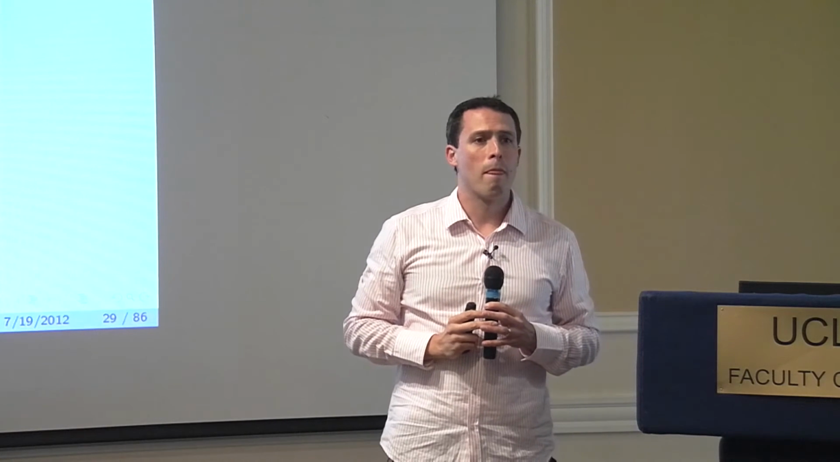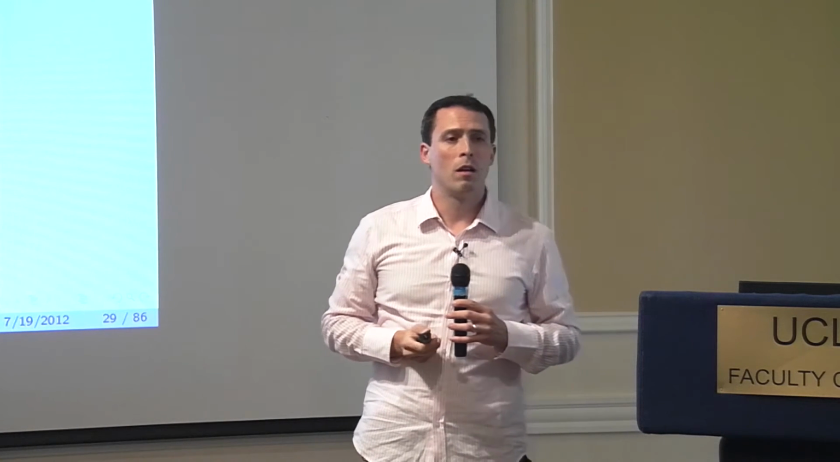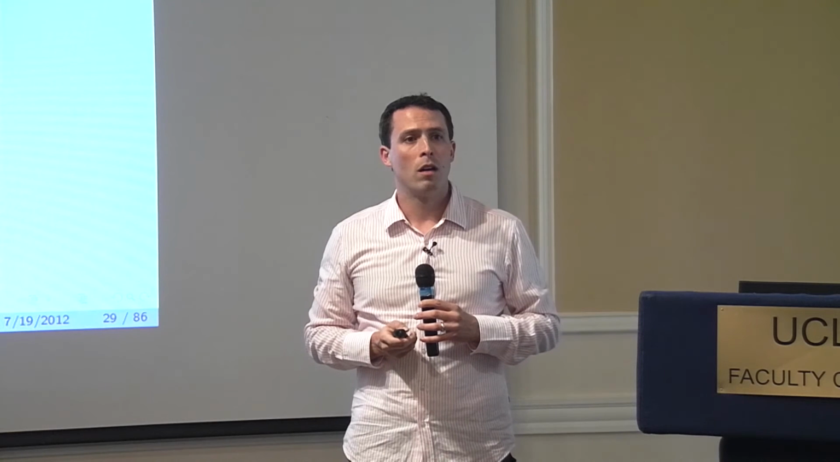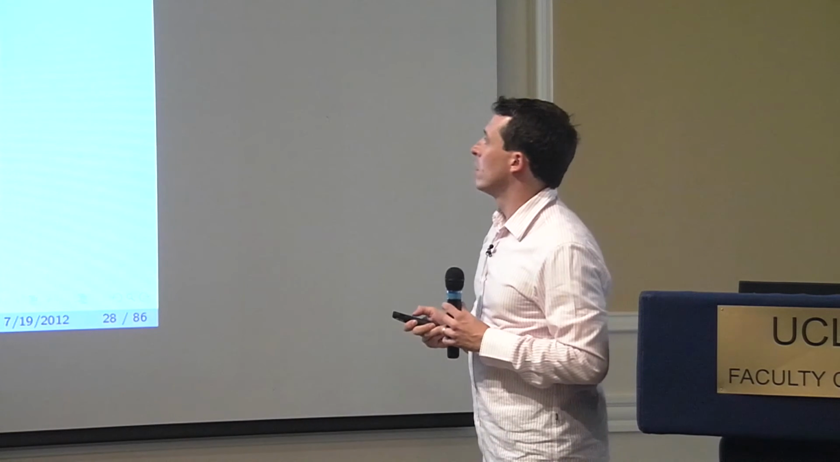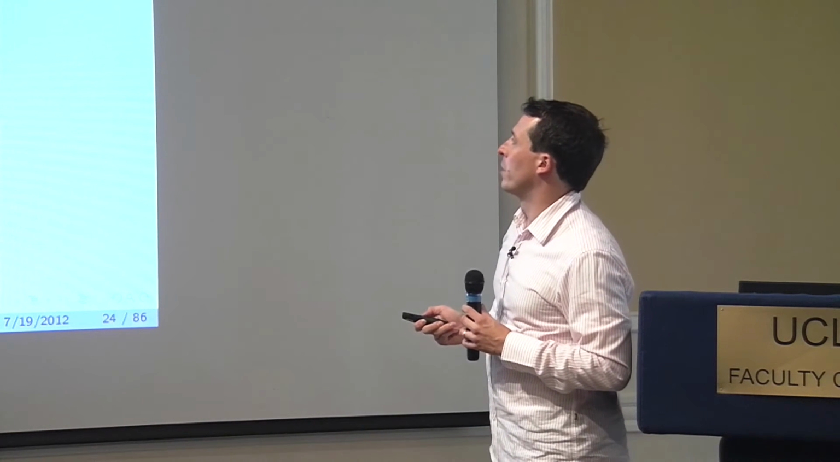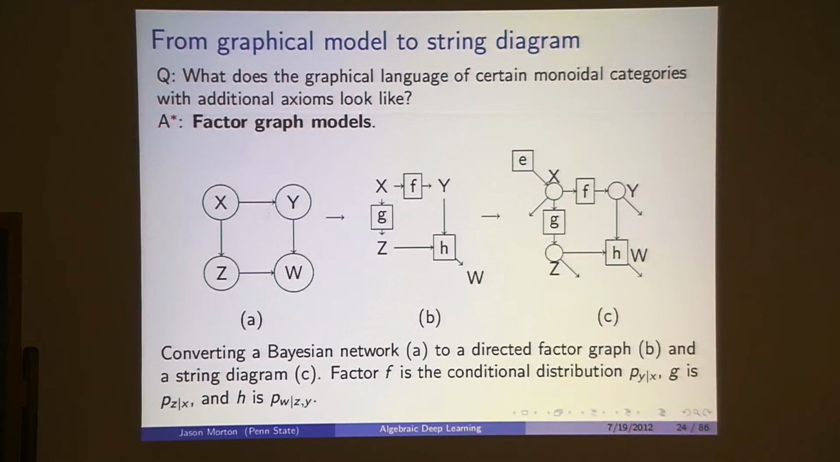Could you explain again how to go from the Bayes network to the vector graph representation? Sure. This one, right? Yeah, OK, thanks.